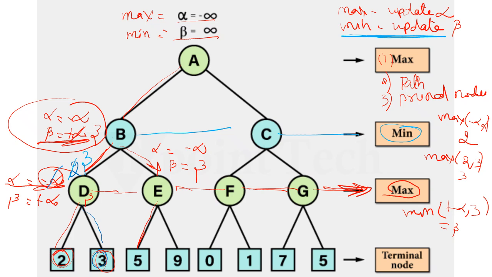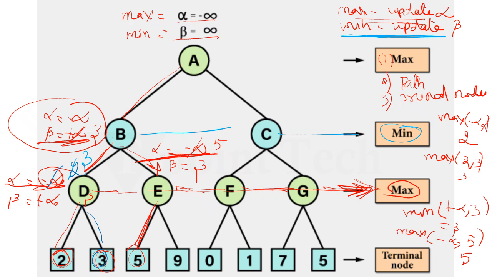Next we come to its leftmost child. The leftmost child is 5. Its level is maximum, so we have to find the maximum value. So max of, what is the existing value? Max means we have to update only alpha. Do not touch beta. So the already existing value of alpha is equal to minus infinity, comma, what is the new value? 5. So we have to check max of minus infinity and 5. Here 5 is the maximum, so we can replace the old value by 5.